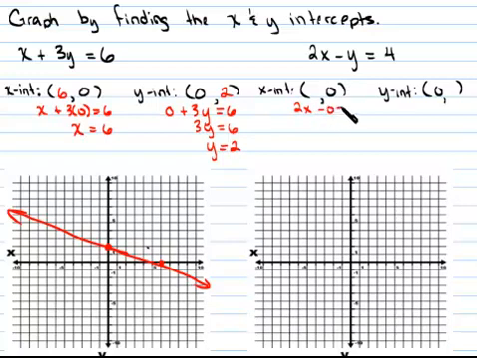2x minus 0 equals 4. That's just 2x equals 4, so my x-intercept is 2. It's 2, 0. To find the y-intercept, we know that the x value is going to be 0. We need to find the y, so it would be 2 times 0 minus y equals 4. 2 times 0 is 0, so we only have minus y equals 4. Change the signs or divide both sides by negative 1 if you'd like, and the y-intercept is negative 4.